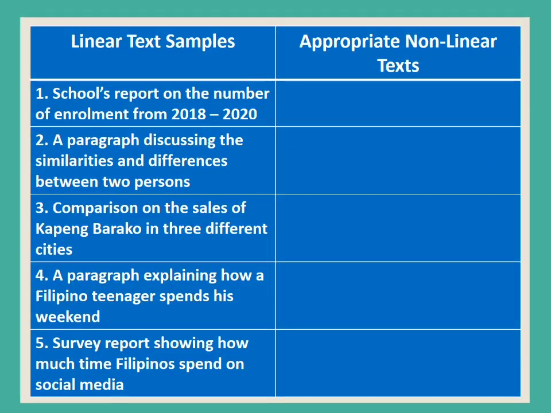It's time to check your work. What is your answer in number 1? School's report on the number of enrollment from 2018 to 2020. The answer is line graph. How about number 2? A paragraph discussing the similarities and differences between two persons. The answer is Venn diagram.